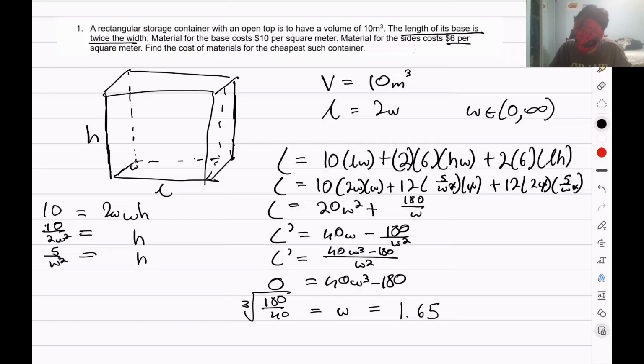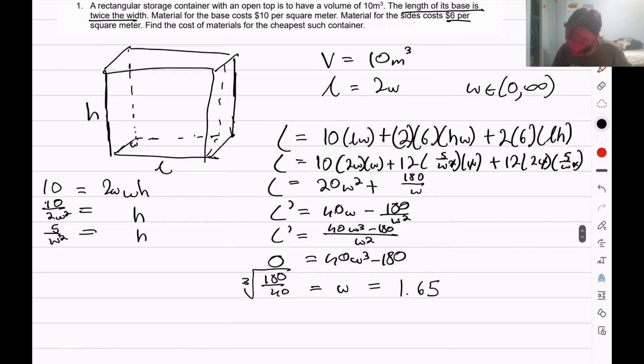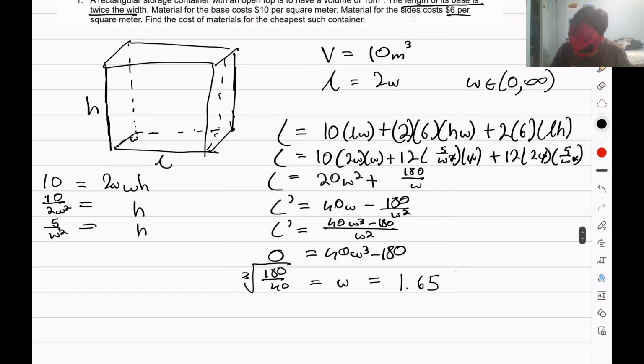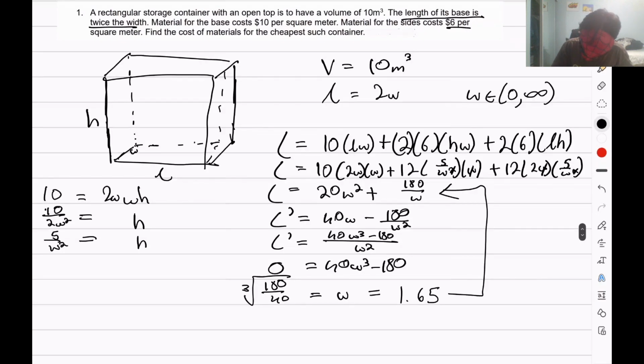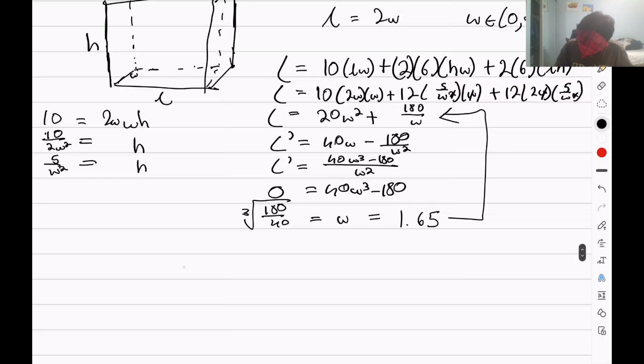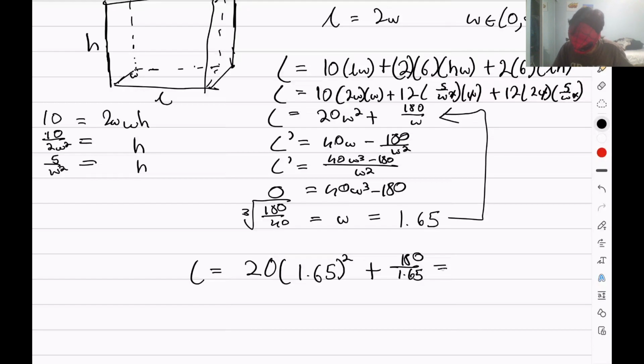But now we're not done just yet. Now that we found the width, we can plug it back into the, oh, by the way, our width fits in our domain, so that's a very good sign. And we can plug this width back into our cost function to find the cost, because we're not actually looking for the dimensions. We're trying to find the cost of the materials for the cheapest such container. So let's plug it back into the cost. So cost is equal to 20 times 1.65 squared plus 180 over 1.65. And now that we have this, let me just calculate it.